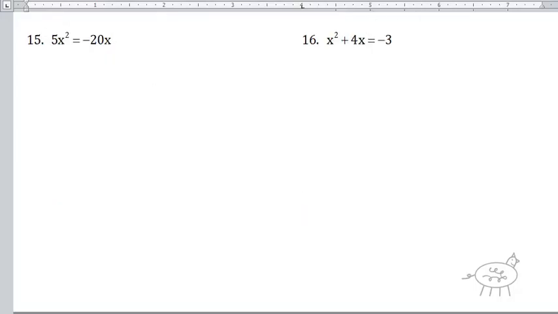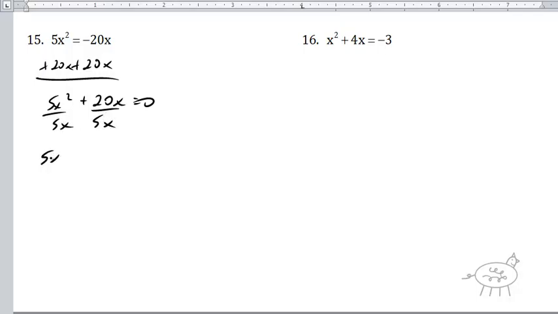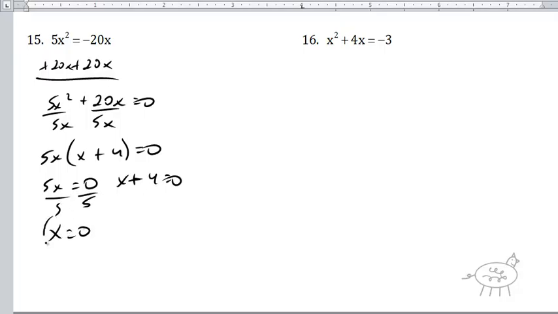Okay, so number 15, we're going to add 20x to both sides. So you get 5x squared plus 20x equals 0, and then we're going to factor out a 5x. So you get 5x times x plus 4 equals 0. So basically 5x equals 0, and x plus 4 equals 0. So divide by 5, x is 0, and subtract 4, x equals negative 4.